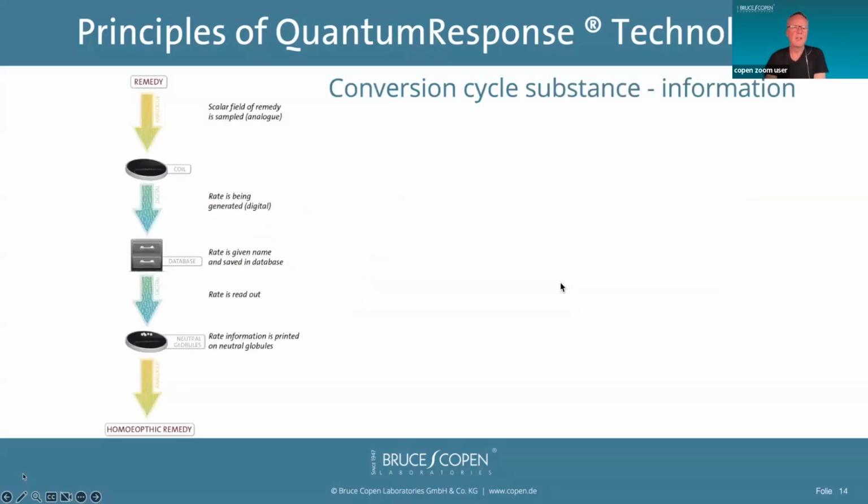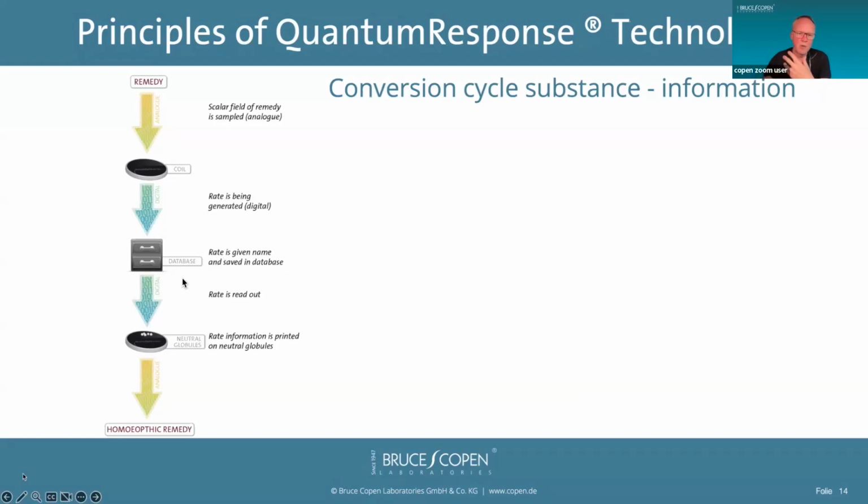So here's a small chart to explain that procedure. We have a remedy or any substance that we put on the coil. The coil creates a signal that we can run through an analog digital converter. We have a string of numbers coming out of the analog digital converter, and that string of numbers we can store in our database.